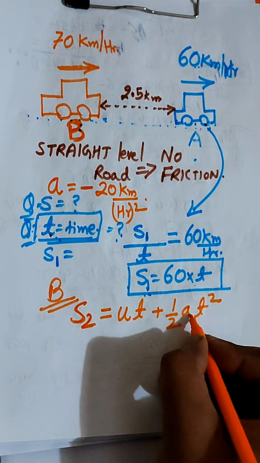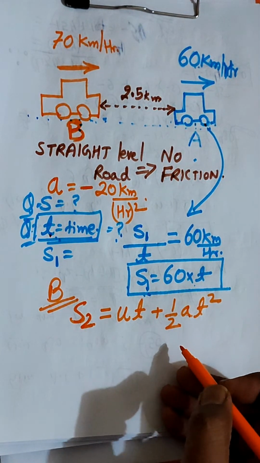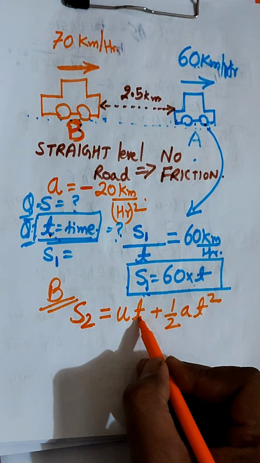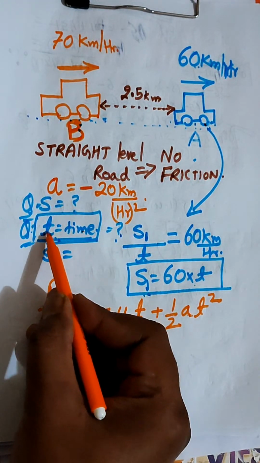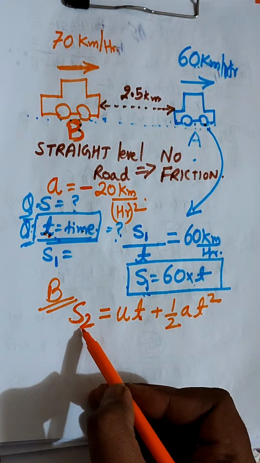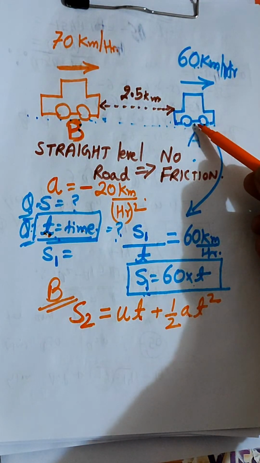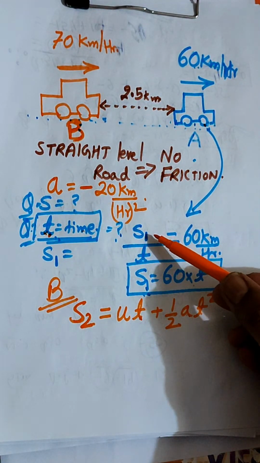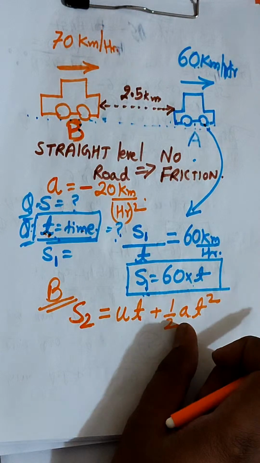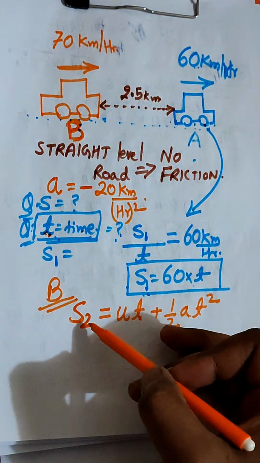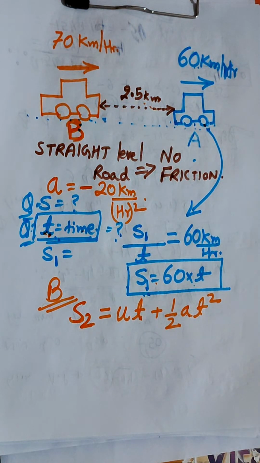Though the value of a here is minus 20 km per hour square, because it's decelerated. But it will also travel the same time, mind it, because we have assumed the time equal to t. This s2 is the displacement or the distance covered by car B, and in the same time t the car A is traveling s1. Now we'll calculate the value of s2, we'll calculate the value of s1, and s2 minus s1 will be equal to 2.5 kilometer, which is given in the question. So we are going to solve like this.